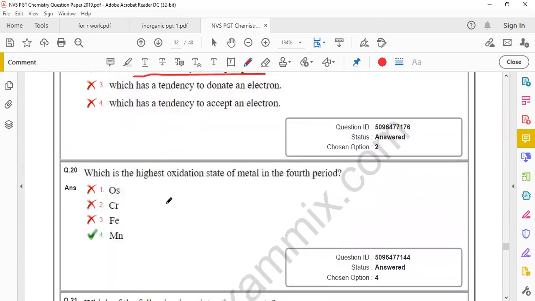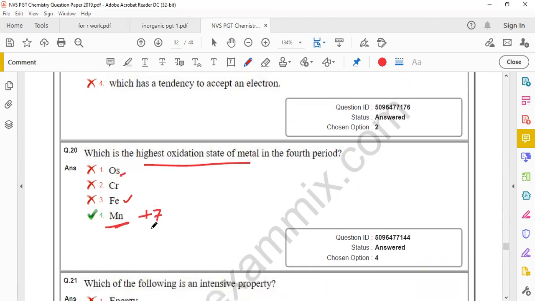Next question is which is the highest oxidation state of a metal in the fourth period? In the fourth period, we will have d block elements also, and in d block elements we have manganese. In manganese, we will get the +7 oxidation state. This will be the highest, that is not shown by iron 2. Chromium will not show the +7 oxidation state. Osmium also will not show the +7 oxidation state.